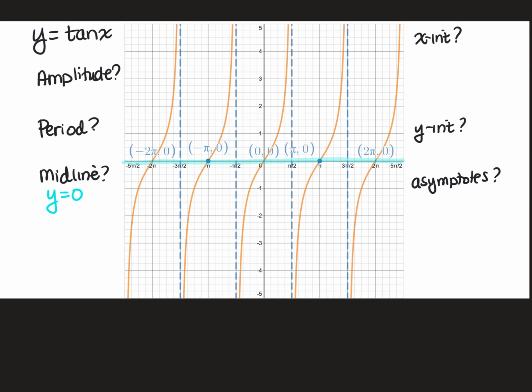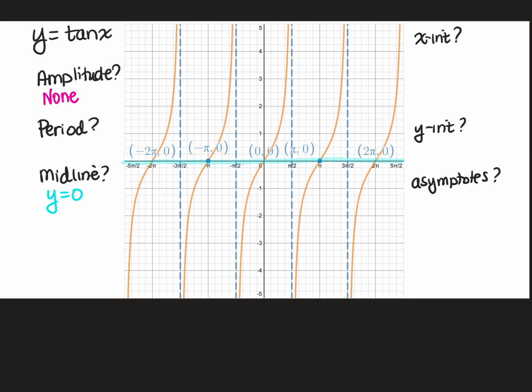Now the amplitude, this is kind of a trick question because we don't really have a highest point or a lowest point. Our graph continues to increase or decrease towards positive or negative infinity. So this is actually kind of a trick question. You could talk about the amplitude as being 1, but most of the time what you're going to see here is that there is not an amplitude for your tangent graph.